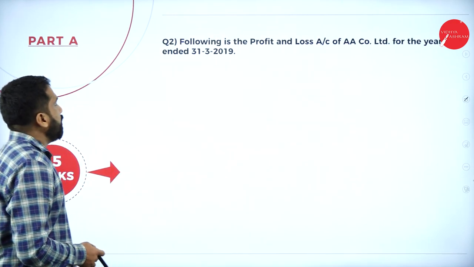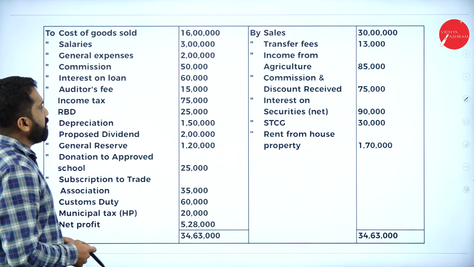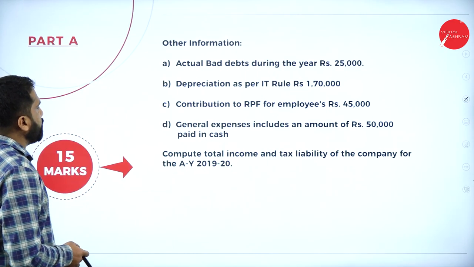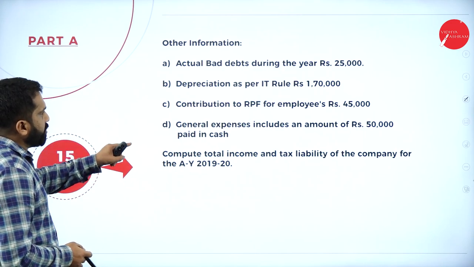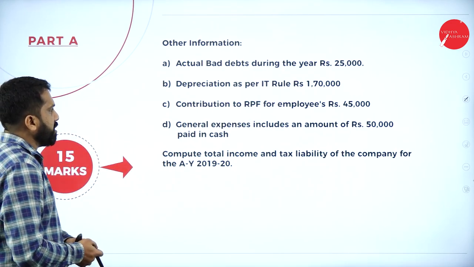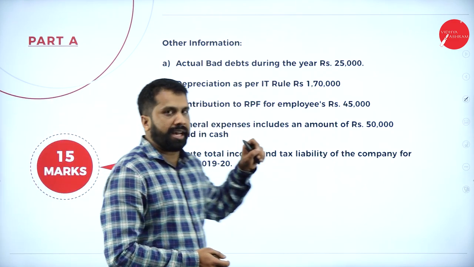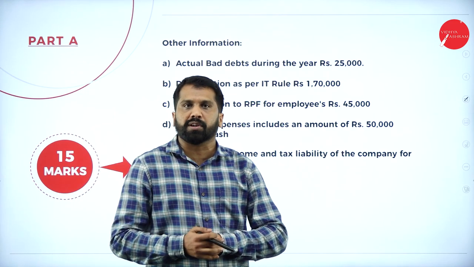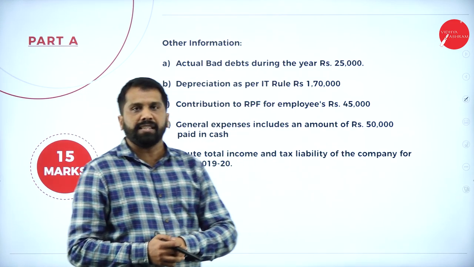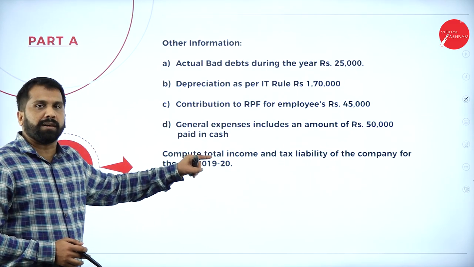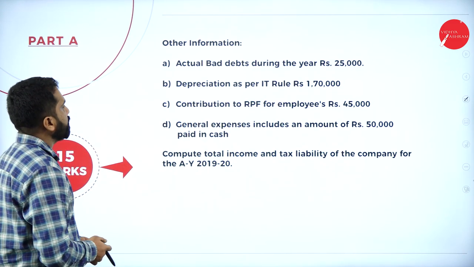Yes. And the second question will be the profit and loss account they have given. See, they have given P&L account and other informations also they have given. Compute total income and tax liability of company for the assessment year. Exactly the same question I have given you in the notes with the solution, please work out assessment of company. So without fail, don't skip assessment of company, easiest one.